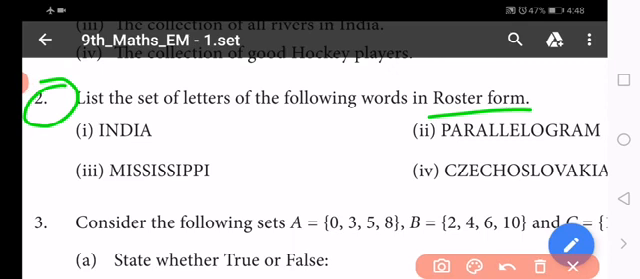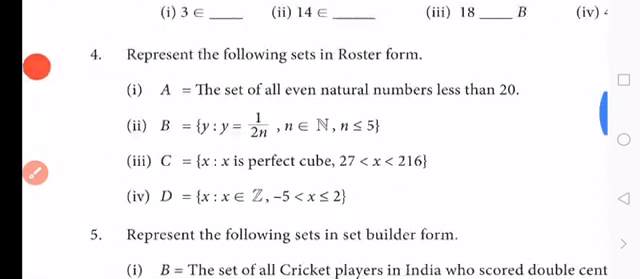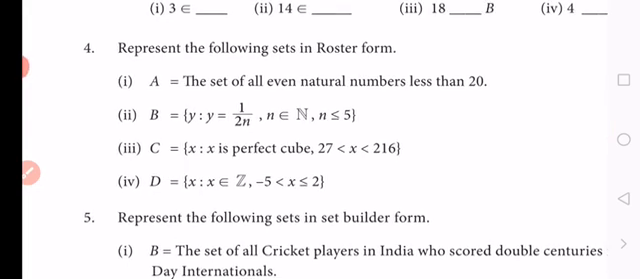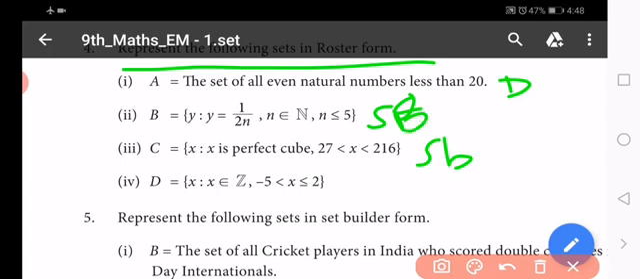This also has 4 words given; try to write them in roster form. This is our second question in the exercise. And the fourth one: represent the following sets in roster form. This is descriptive form, this is set builder form, this also set builder form, this also set builder form. Convert these four into roster form. You try in rough note.